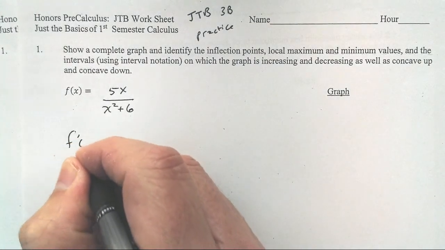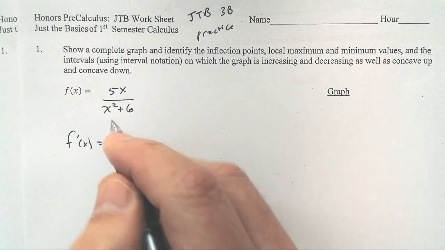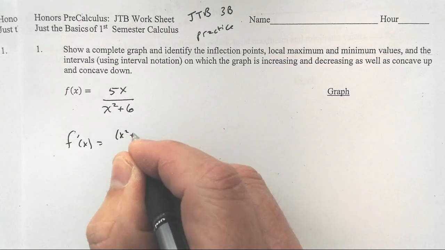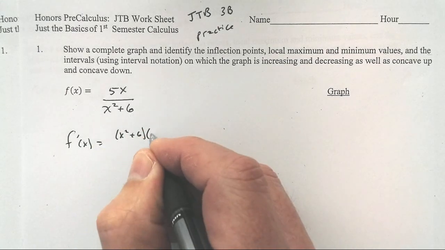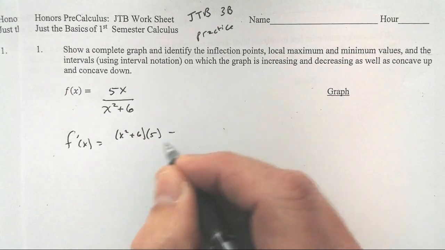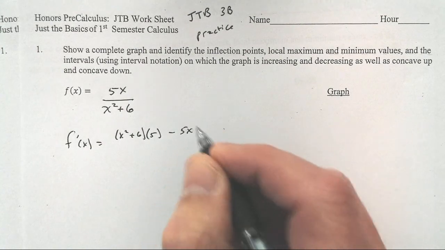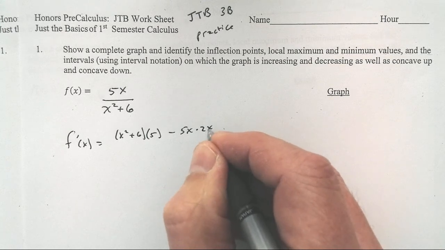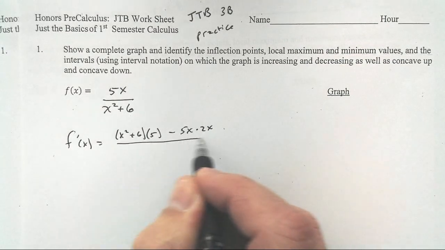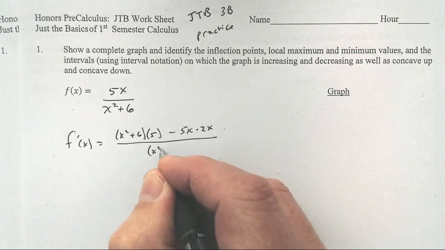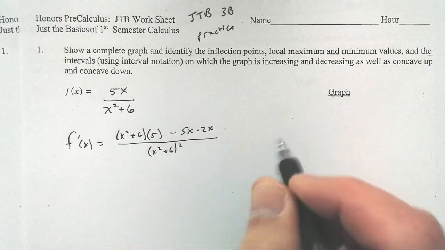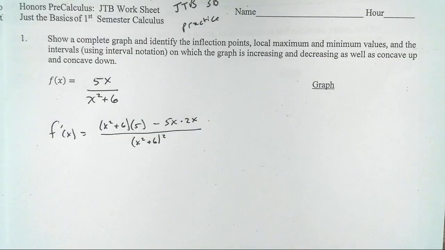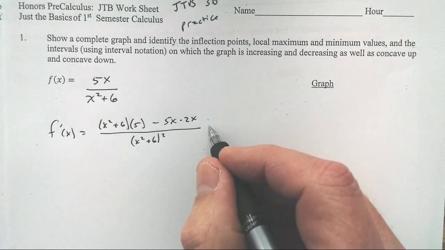First derivative, quotient rule: low, x squared plus 6, d high, times 5, minus high, 5x, d low, 2x, all on the square of the thing below, x squared plus 6 squared. And I'm going to work this way into my graphing room. We're going to need some space here.